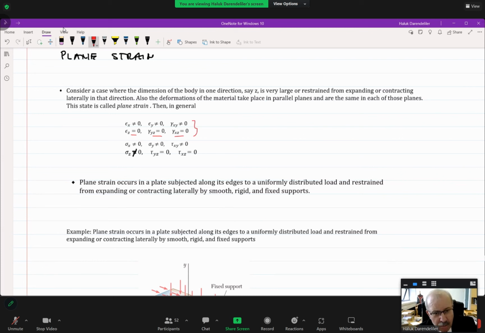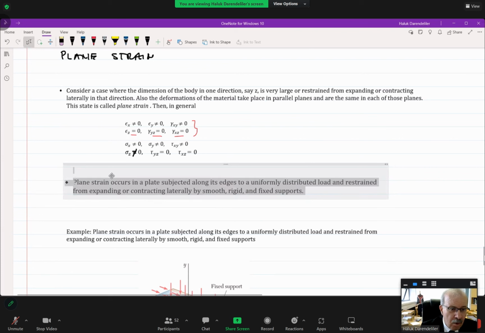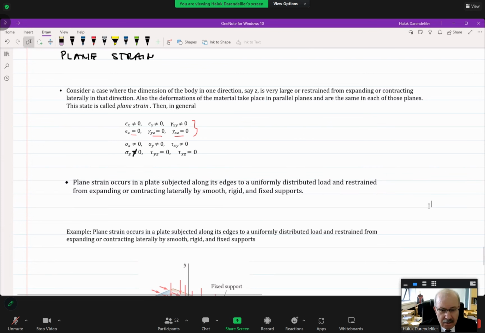As a result of this, sigma X, sigma Y, tau XY are non-zero. However, because of Poisson's ratio, now sigma Z is non-zero. So, plane strain occurs in a plate, for example, restrained from both ends by rigid or fixed supports.